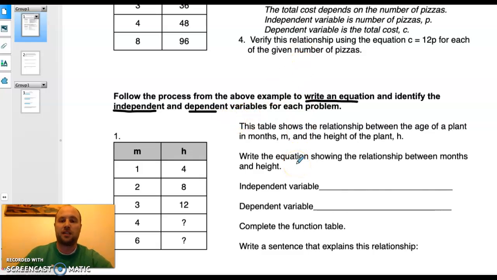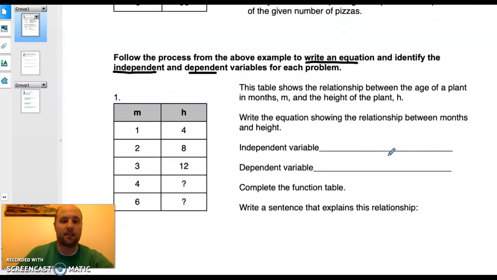This table shows the relationship between the age of a plant in months, so this is our months, M, and the height of the plant, H. This makes sense. Over time, what happens to plants? They get bigger, right? They grow if they get the right nutrition. So this makes complete sense to me. It says write an equation showing the relationship between months and height. First things first, before we write an equation, we better identify the independent and the dependent. So what depends on what?